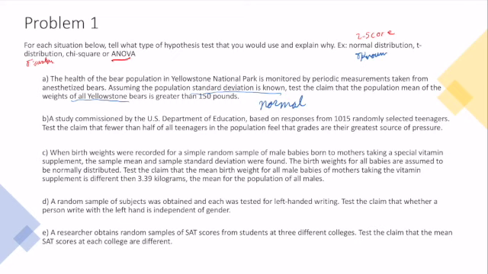Next, let's take a look at example part B. A study commissioned by the U.S. Department of Education based on responses from 1,015 randomly selected teenagers test the claim that fewer than half of all teenagers in the population feel that grades are their greatest source of pressure. Okay. So let's take a look at this.